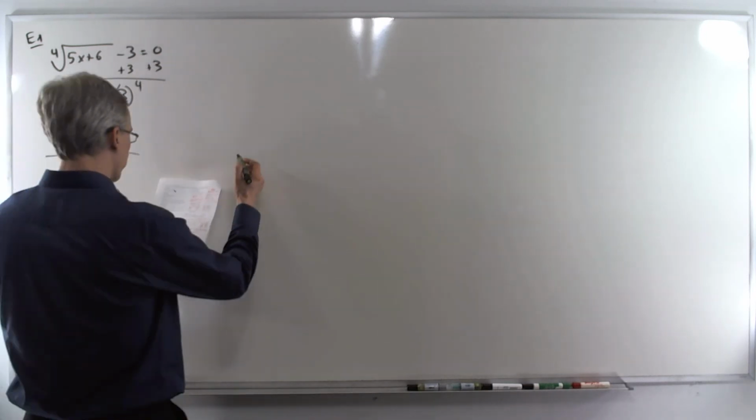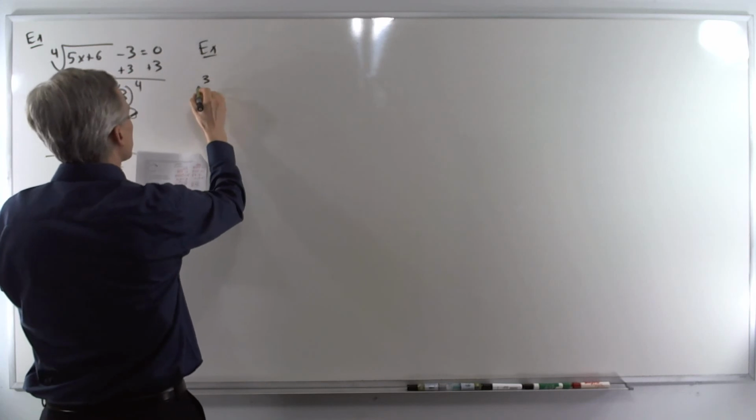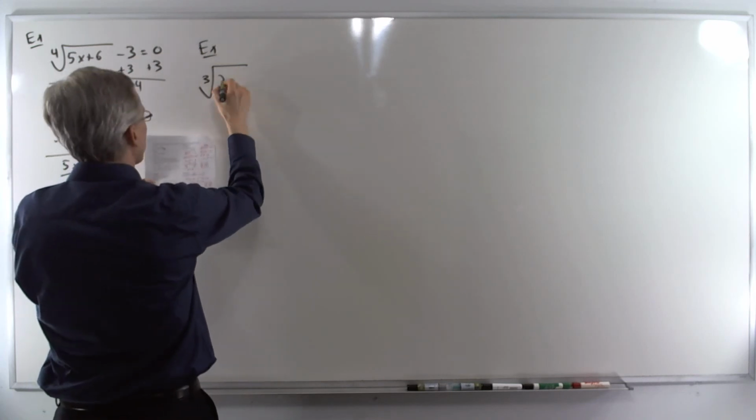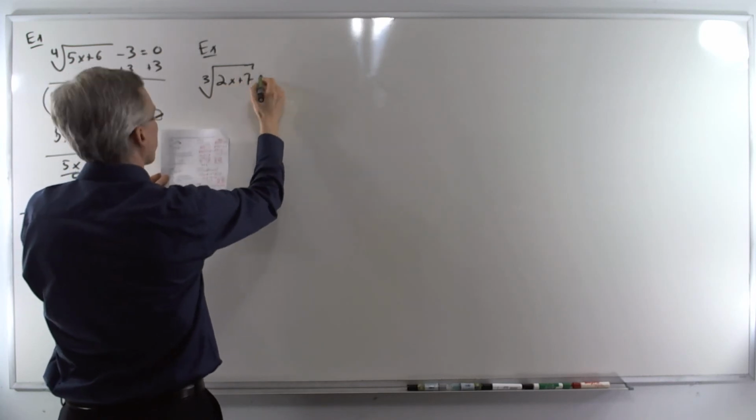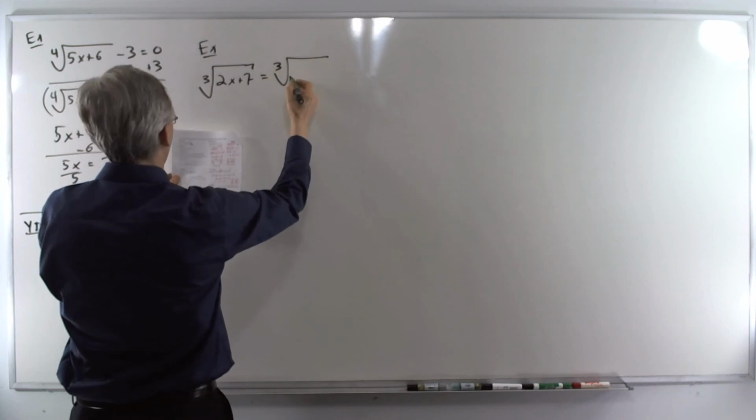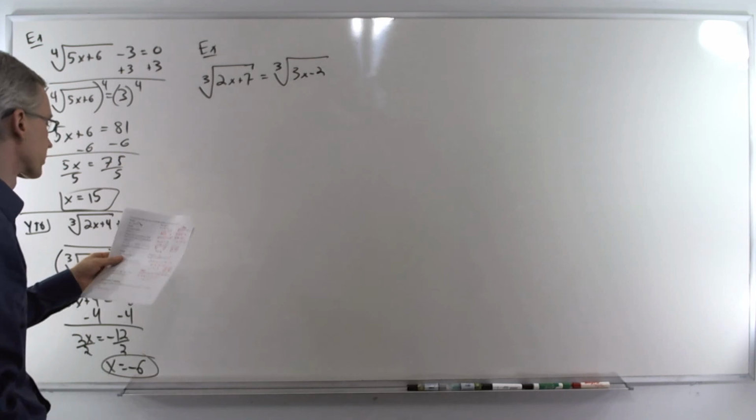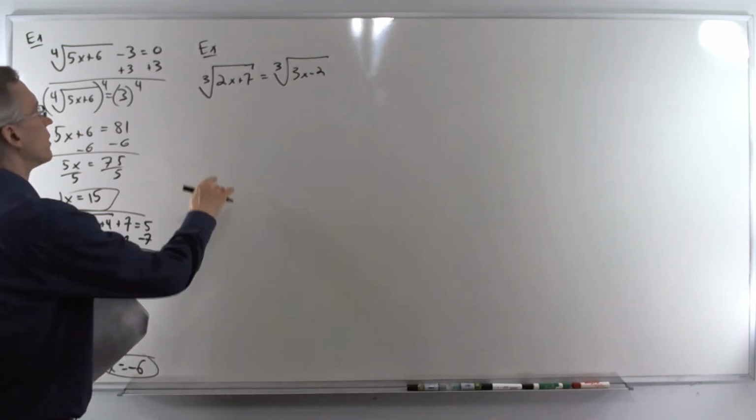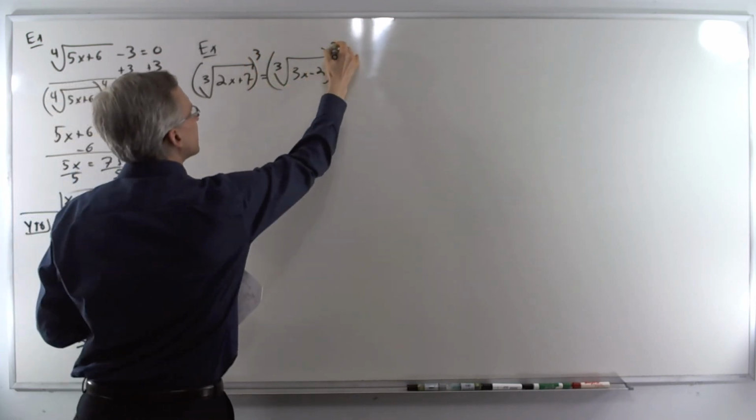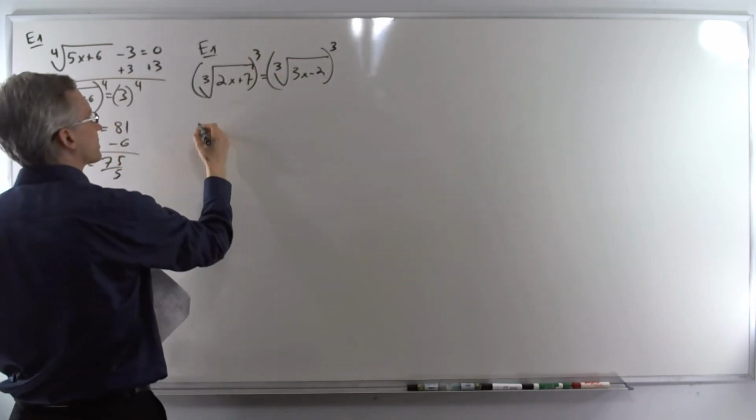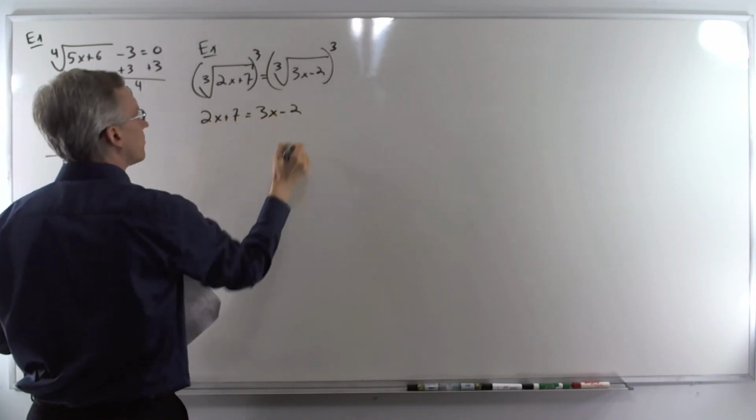All right, next example, we've got a radical on both sides. Now, fortunately, the only thing we have is a radical on both sides. This is a little more straightforward than what we're going to see coming up. So you've got the third root of 2x plus 7 equals the third root of 3x minus 2. All right, we want to raise to a power equal to the index. So that's the third power. That'll cancel out those radicals, and we get 2x plus 7 equals 3x minus 2.